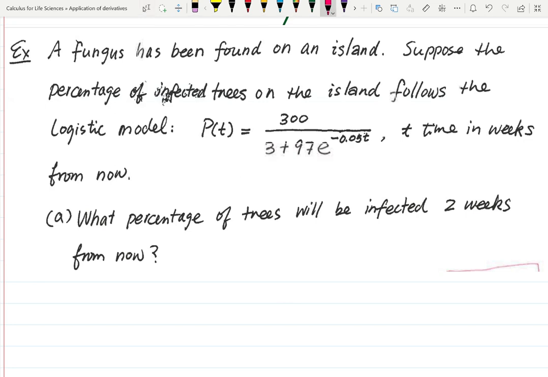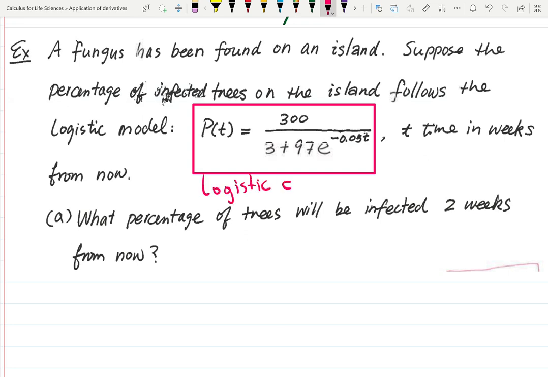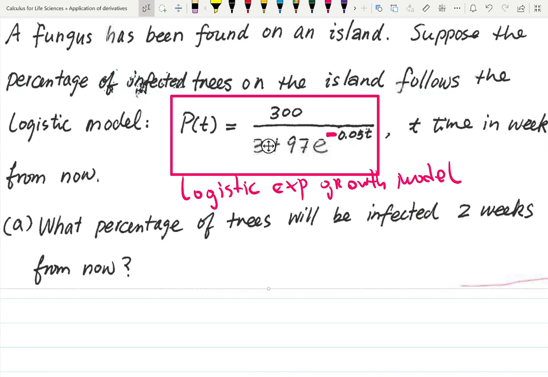So this should be recognized in your brain at some point as an exponential growth model. But since you see a fraction here, it should give you an idea: oh, it looks like a logistic exponential growth model. And yes, you're right. I heard someone say that there's a negative over here, which also gives it away. 300 over 3 plus 97 e raised to the minus 0.05 t.